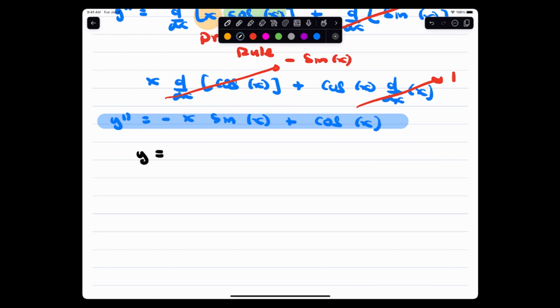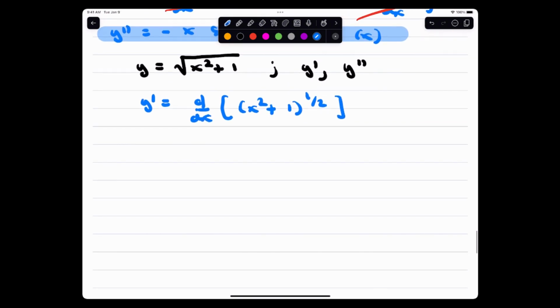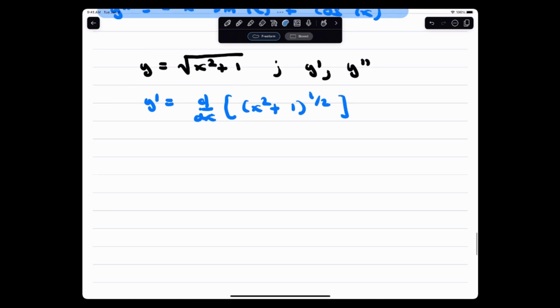Another example. We have to give you the square root of x squared plus 1, and they want the first two what? Derivatives. Okay. So the first derivative will be, take the x squared plus 1 to the what? To the 1/2 power. What do you guys have to do with this now? Do you guys know? Yeah, power rule. It's actually power rule with chain rule. Is that power rule with chain rule?